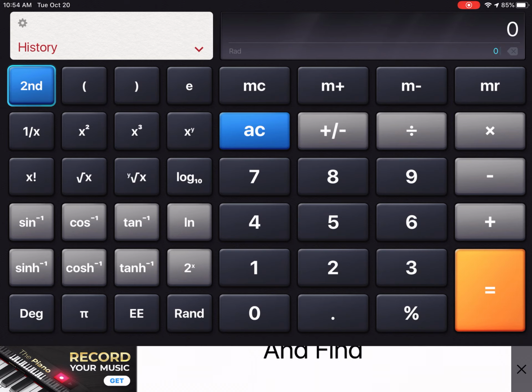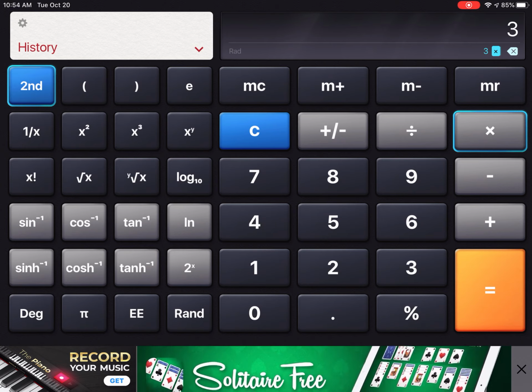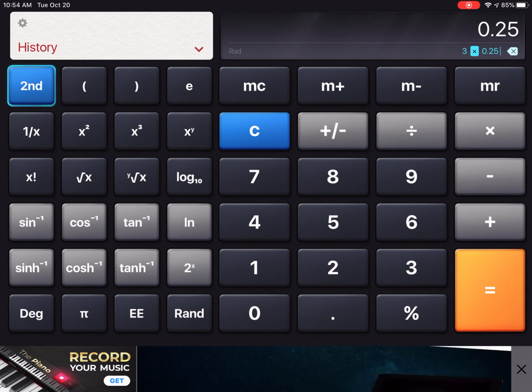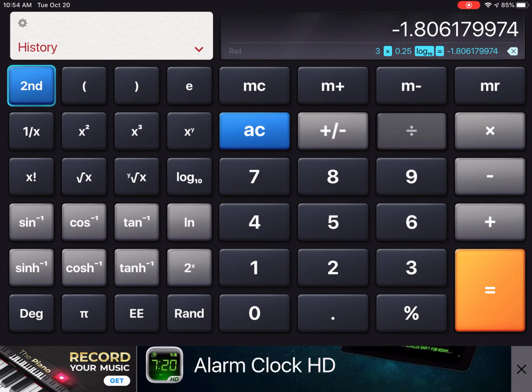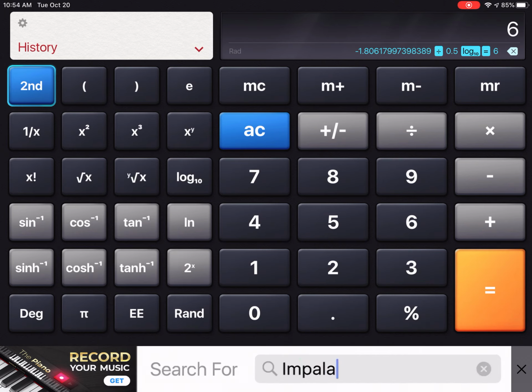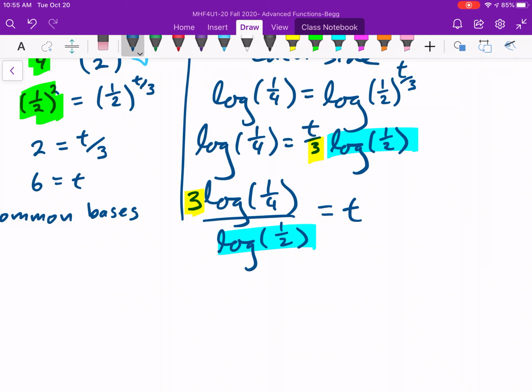So what was it? It was 3 times log of 1/4. So I'll do the 1/4 as a 0.25, and I have to do that and then hit the log button. And then I'm going to divide that by 0.5 log, so log of 0.5. And as you can see, we got 6 as the same answer. So just typing that into the calculator gives us the correct answer. So that's another way of doing it.